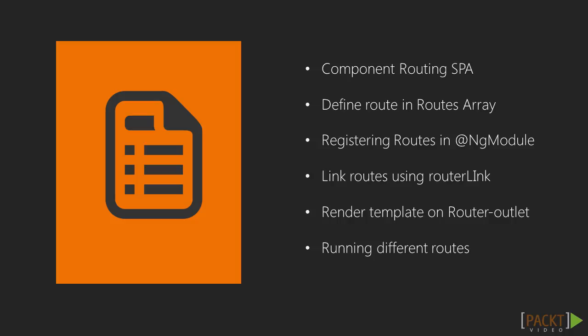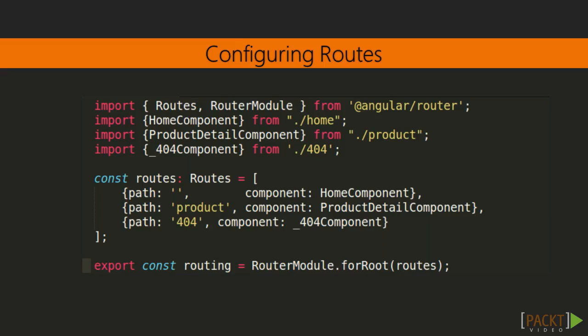Router outlet is a placeholder component that gets expanded to each route's content. This is where we display our templates based on the routes. routeLink is used to link to routes, or in other words, it helps us to create a navigation menu. Let's get started with configuring a basic route and see how that goes.